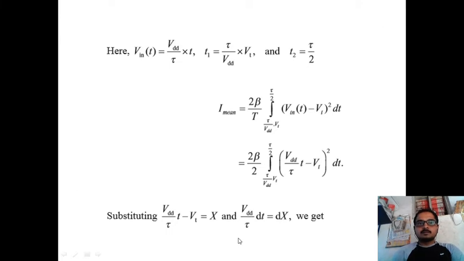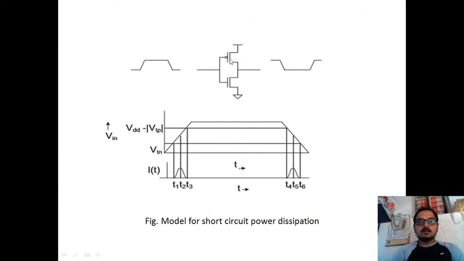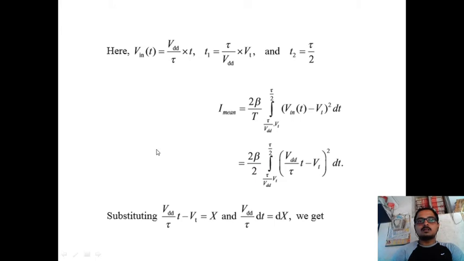Here we have some terms: V in equal to VDD by tau into T, then T1 equal to tau by VDD into Vt, and T2 equal to tau by 2. See here in this graph, T1 lies above the VTN, which means T1 is greater than VTN. That's why we'll get this one.